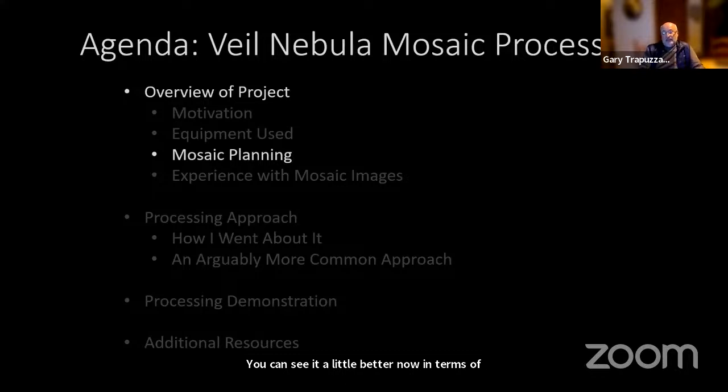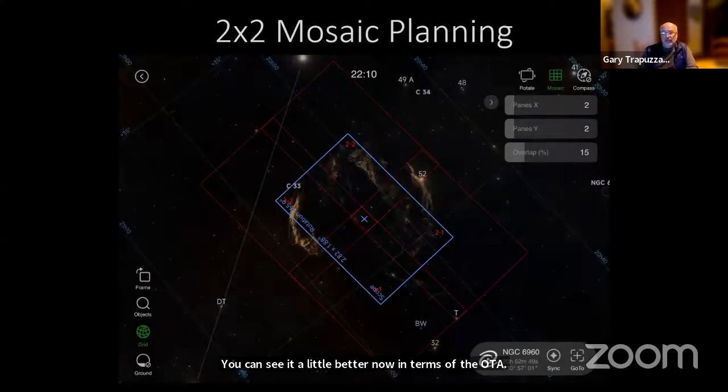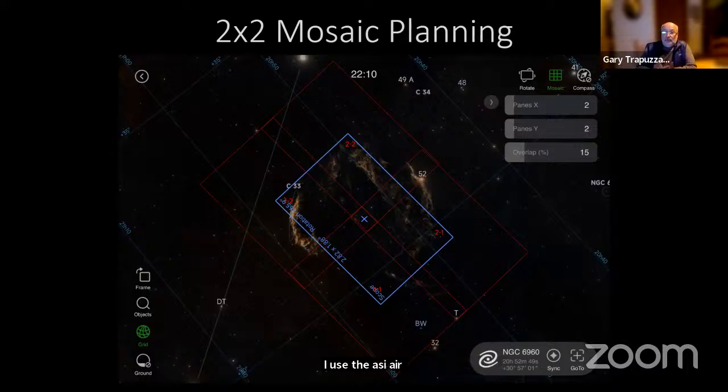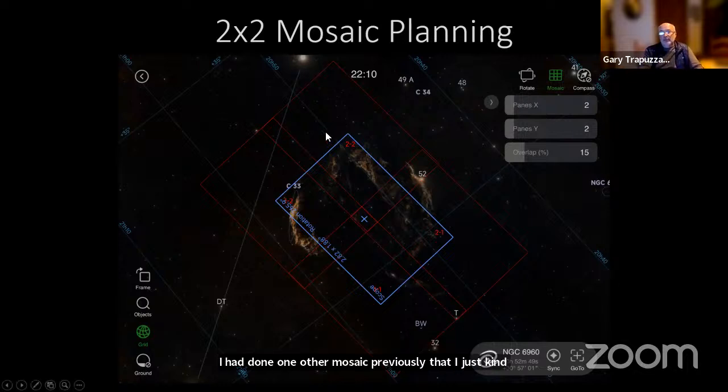In terms of planning the Mosaic, I use the ASI Air, and you don't really need to do it this way, but I had never done it this way. I had done one other Mosaic previously where I just put them next to one another and framed it that way, and I thought, well, let me try the Mosaic planning feature in the ASI Air to see how it works. And so I put my target in the center of the screen, and then I went up to this Mosaic button and said, I want to do 2 panes of X, 2 panes of Y.